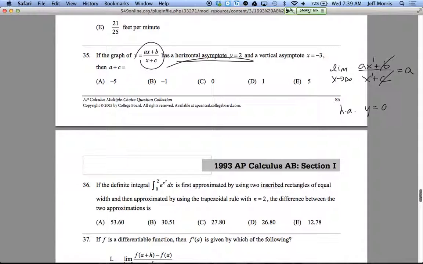So y equals a. Well, wait a second. Didn't they tell us the horizontal asymptote? In the problem, they told us it's y equals 2. So what does that tell us a is, though? a is 2.